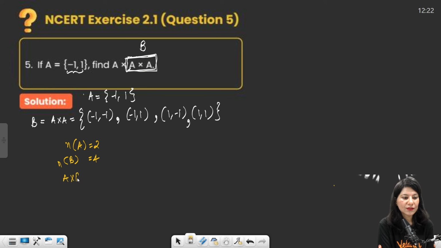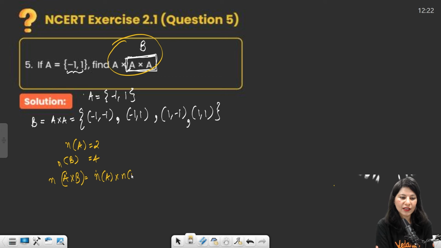Now, A cross B is what you're looking for. A cross A cross A is A cross B. So the cardinality of A cross B is the cardinality of A times the cardinality of B, so 2 times 4, 8 elements will be there. We need to be very careful. Now this A cross B would have 8 elements, where the first element will come from A, the second from A cross A. Okay, we are actually making some mistake over here. Let me go back. This is not how it is done.